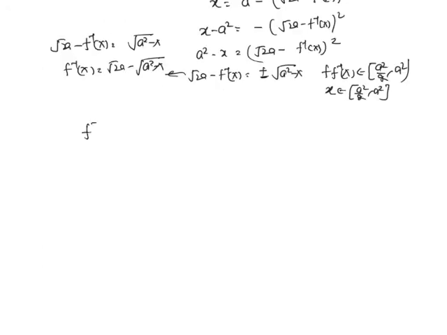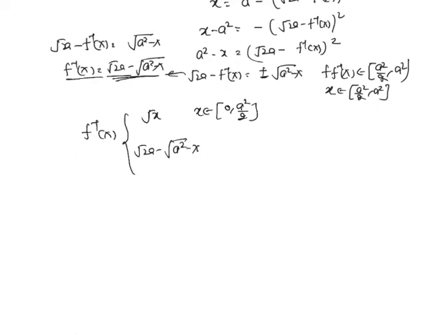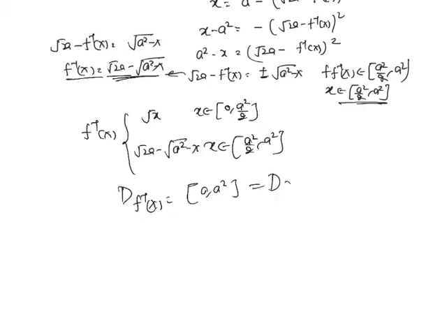Now we can define f inverse x. F inverse x we got root x when x belongs to 0 to a square by 2, and we got f inverse x as root of 2a minus a square minus x when x belongs to a square by 2 to a square. So the domain of f inverse x is nothing but 0 to a square, and this is also the domain of g of x. So the first problem's domain is 0 to a square.